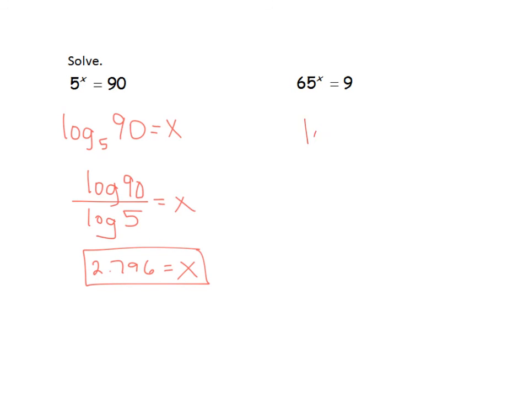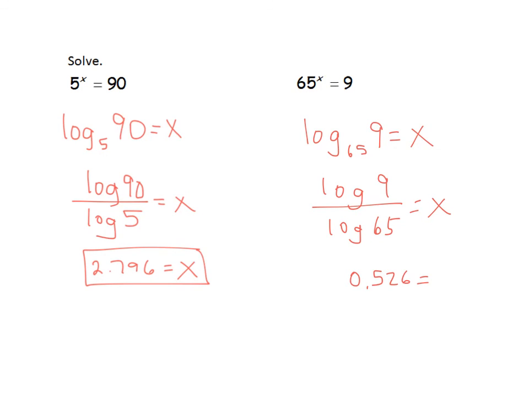Last one, we've got to change this into a log. Log base 65 of 9 equals x. Change of base formula, log of 9 over log of 65 equals x. If we compute log of 9 over log of 65, we're going to get 0.526. And again, if you plug that in right here, 65 raised to this power should give you 9. Double check it to make sure things look good.